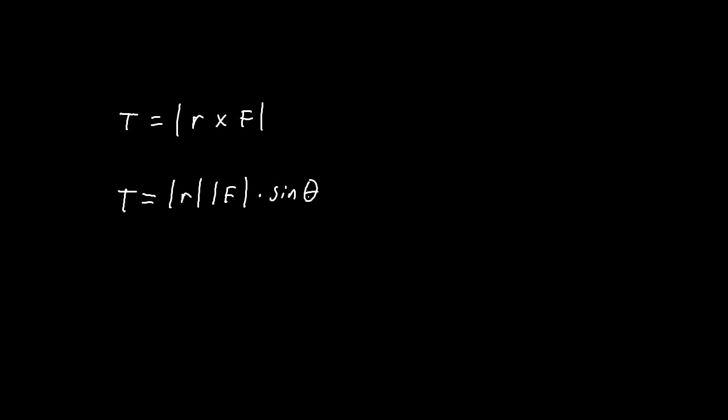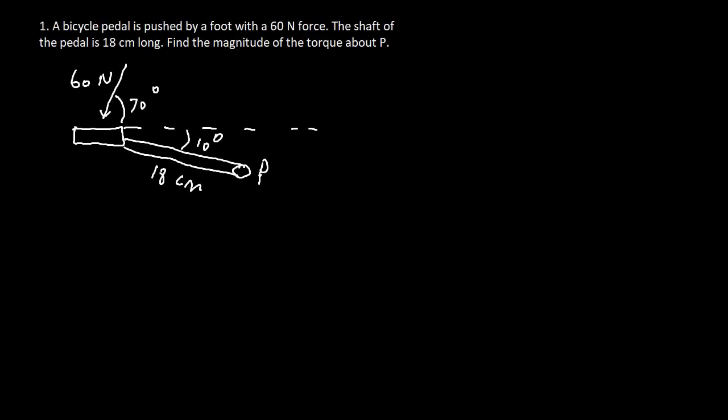So let's say a bicycle pedal is pushed by a foot with a 60 Newton force. The shaft of the pedal is 18 centimeters long. Find the magnitude of the torque about P. So since we're given degrees and magnitudes of both the force and the radius, we can use the equation that the magnitude of the torque is going to be equal to the magnitude of the force times the magnitude of the radius times sine of the angle theta. Now because it's in degrees, let's make sure our graphing calculator is in degrees, or if you're in radians, you can also multiply your answer by 180 over pi.